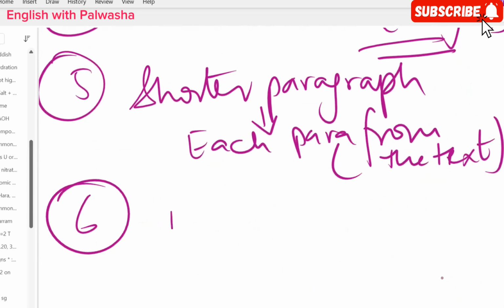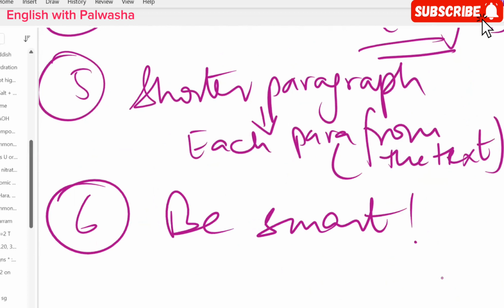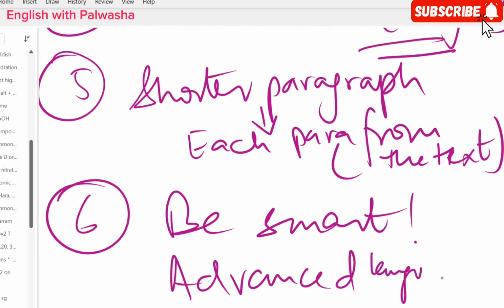You have to be smart here. This paper is not at all difficult if you act smart. Your language should be advanced level language. Your vocabulary should be an updated one. You already know this. And the rest of the things you all know.